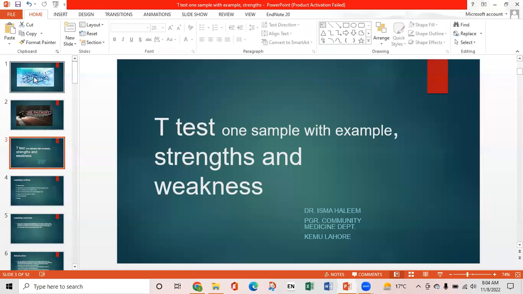Today the topic of my presentation is the one sample t-test, with examples, strengths and weaknesses, and I am presenting it under the supervision of my professor Dr. Saira Afzal.